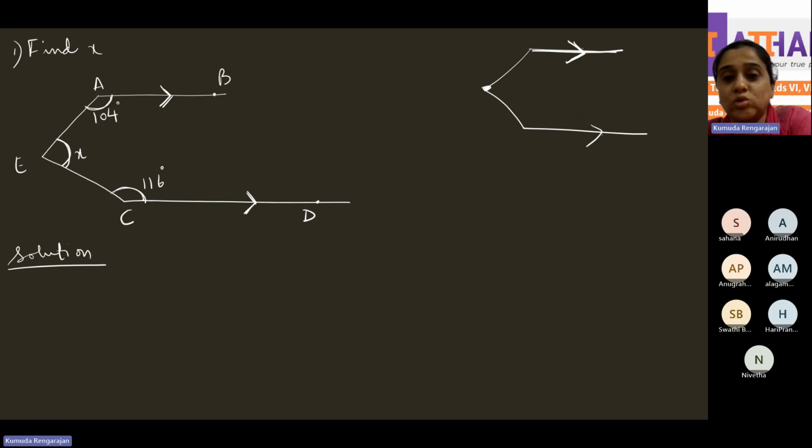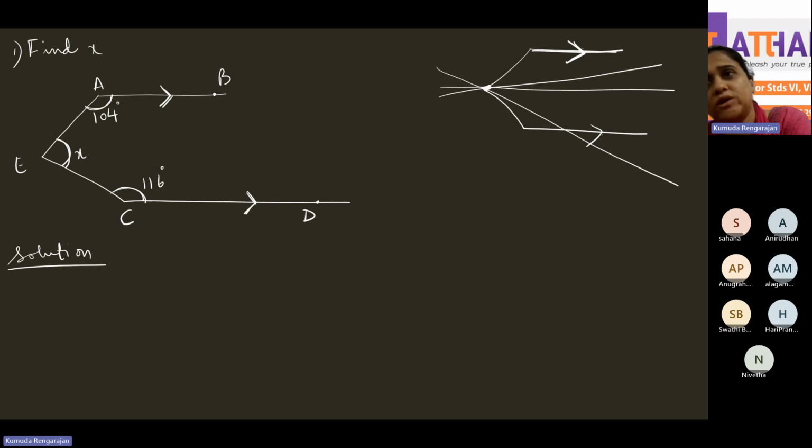We have this point, and through this point, you can draw so many lines. You can draw a line like this, like this, like this. But of those many lines, there'll be only one line which can be parallel to this line. That line we are taking as the construction.